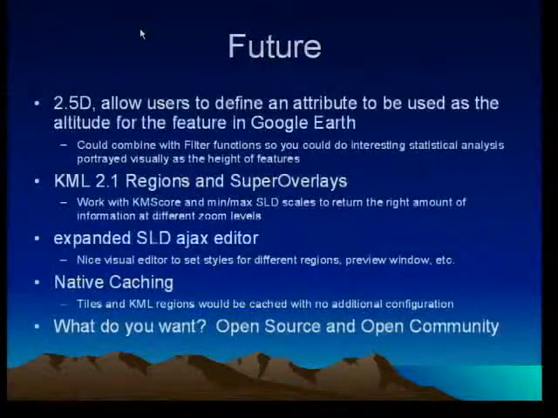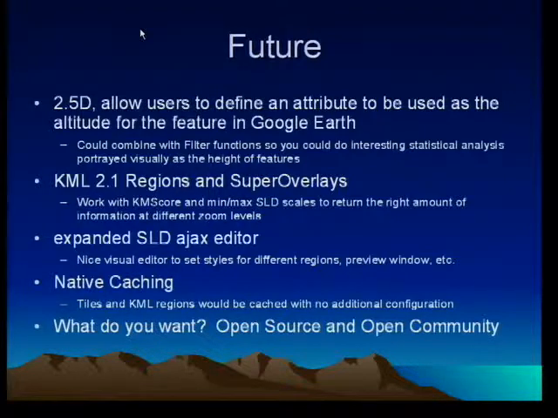As for the future, we're looking into 2.5 dimension stuff, allowing users to define an attribute to be used as the altitude of a feature. So you could have building heights actually rendered into KML. And I've got a screenshot of a prototype of that. You could also combine this with filters and do interesting statistical analysis and visualization. Have crime be the height attribute of different states or different counties. And it's this nice, compelling 3D visualization environment. And we can use all these filters and functions to do that.